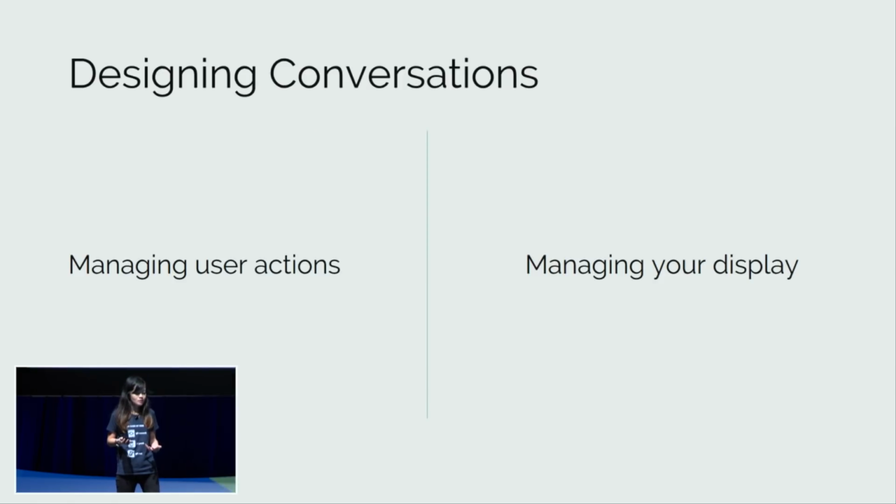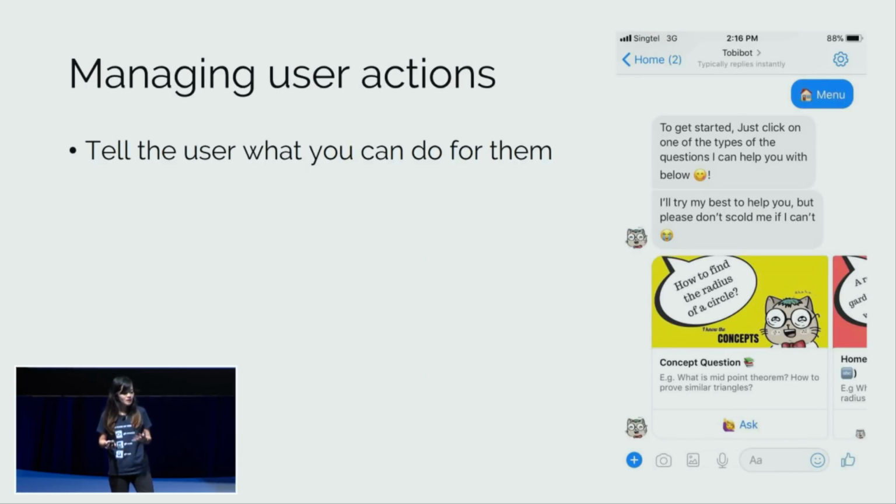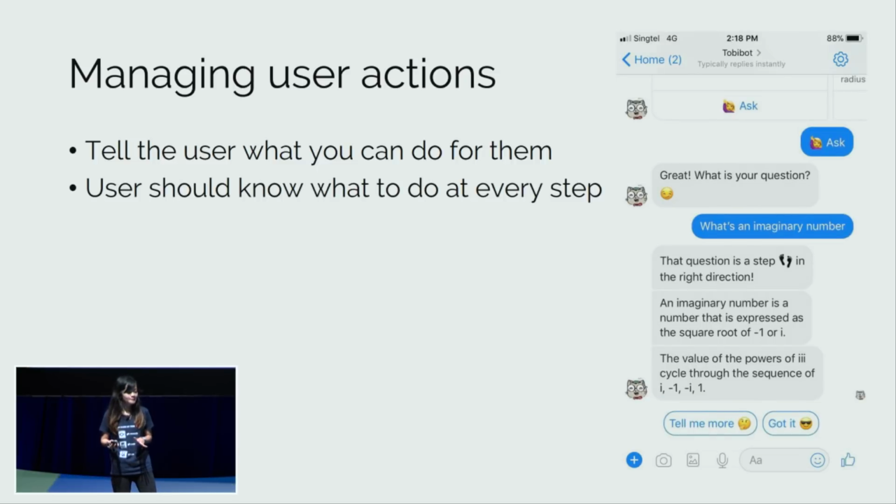Cool. So we'll use this as an example to talk about the design considerations. There's two main categories that I would put this in. One is managing your users' actions, and the second one is managing the way your bot displays things to the user. So managing user actions. When you start the conversation, just immediately tell the user what you can do for them, okay? And the user should be able to just go in and do it.